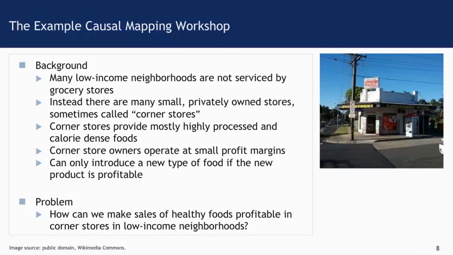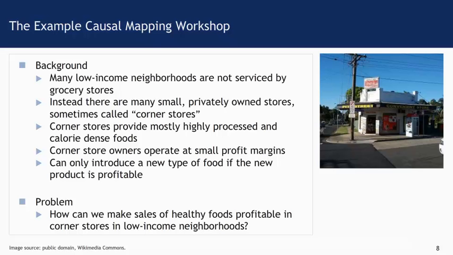Perhaps you already know that many low-income neighborhoods do not have grocery stores where residents could buy fresh foods at reasonable prices. Instead, there are many small, privately owned stores, so-called corner stores or convenience stores. And corner stores provide mostly highly processed and calorie-dense foods. And food is in general more expensive in these small stores because small store owners can't benefit from purchasing at scale like big grocery stores do. And corner stores operate at very small profit margins.